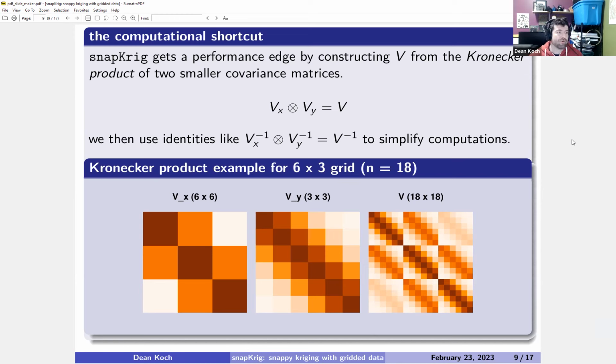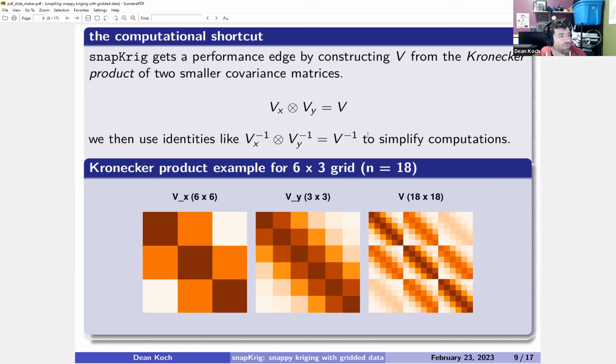For example, this isn't actually the main identity that is crucial for snapKrig, but it is a good example to illustrate. If you want the inverse of V, you just take the inverse of the components and take their Kronecker product. The reason this is so useful is that these component matrices are small in dimension. The dimension of V is equal to the product of the dimensions of the components in the Kronecker product.